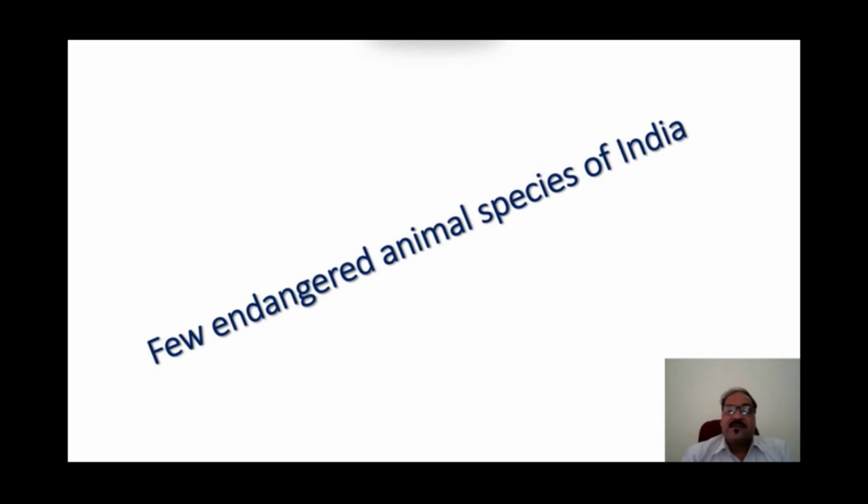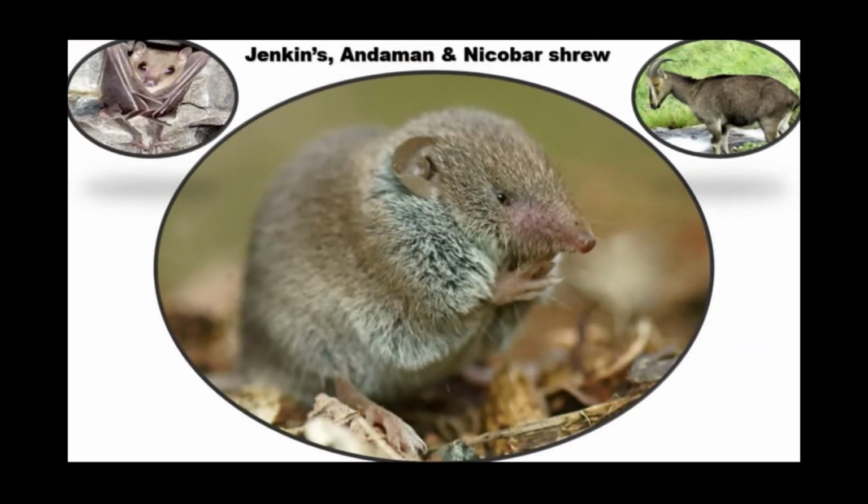Now we shall see some of the endangered animal species of India. Now this is Jenkins' Andaman and Nicobar shrimp.